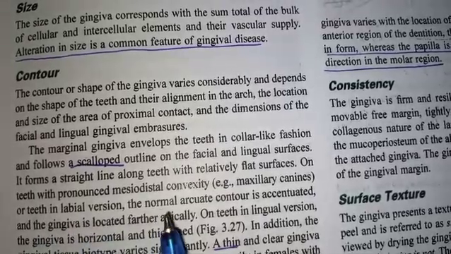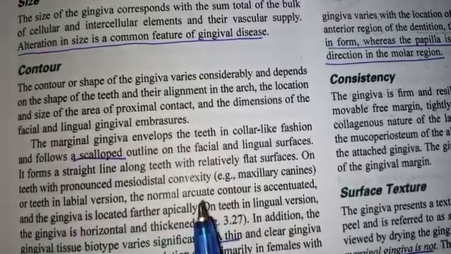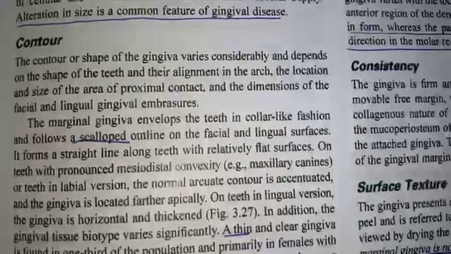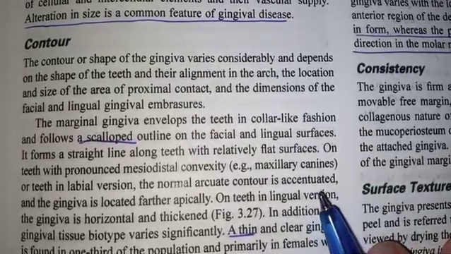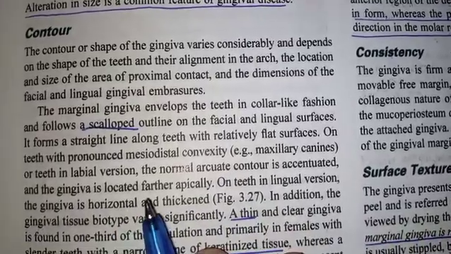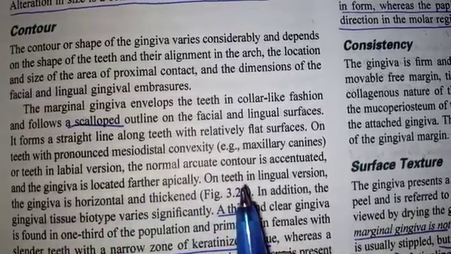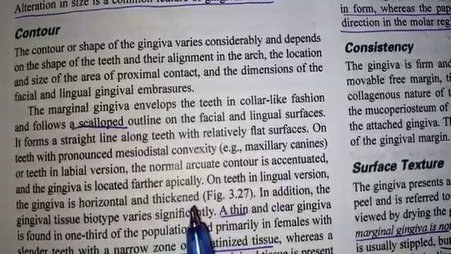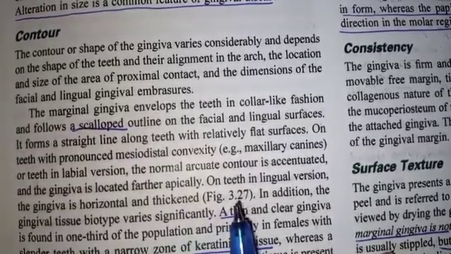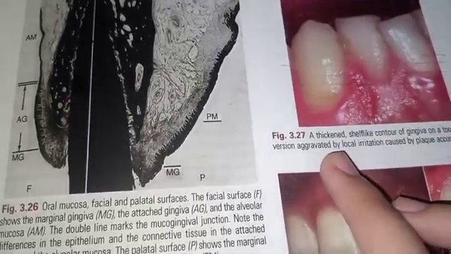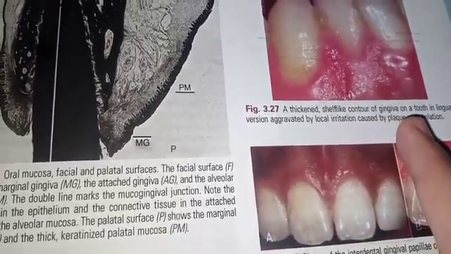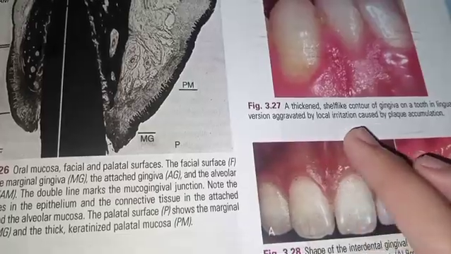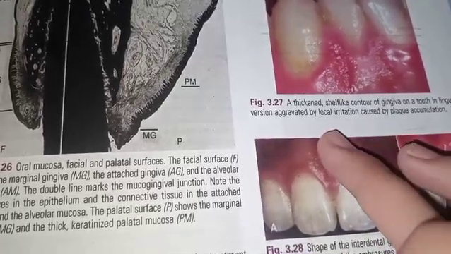On teeth in the labial version, the normal arcuate contour is accentuated, meaning prominent, and the gingiva is located further apically. On the teeth on the lingual side, the gingiva is horizontal and thickened. For example, you can see in the diagram here, the thick and shelf-like contour of the gingiva on a tooth in lingual version is aggravated by local irritation, meaning plaque accumulation, so the contour is also disturbed.